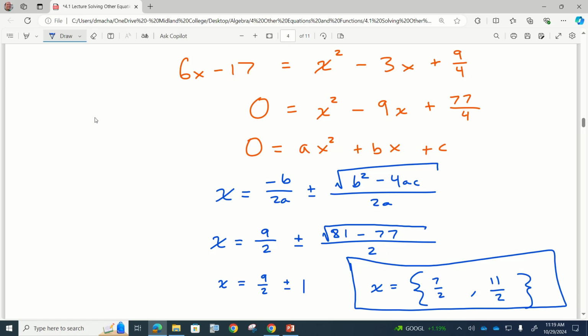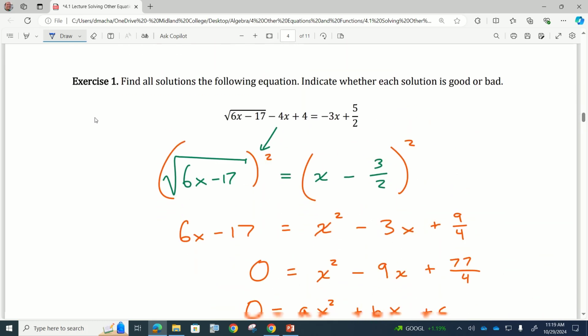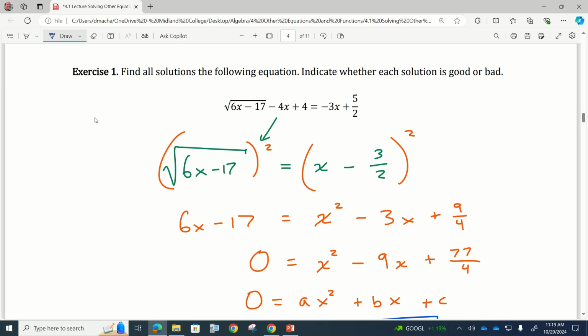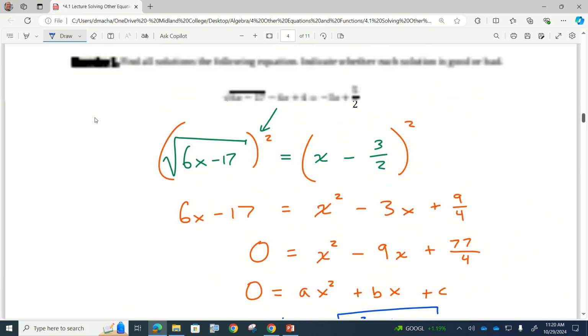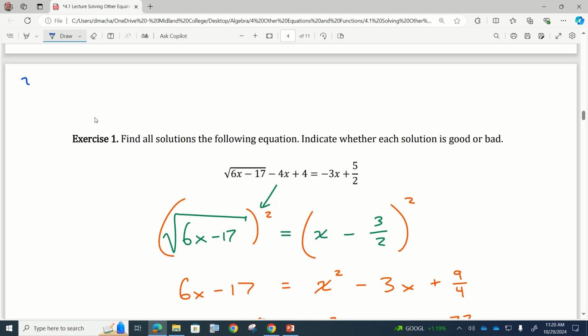Okay, so you guys have solved these quadratic equations before. The real skill is remembering if you see a radical equation. Radical means you isolate the radical and then you square both sides to get rid of it. What else? We still have to check our answers, right? We still want to plug in 7 over 2 and see if that works.